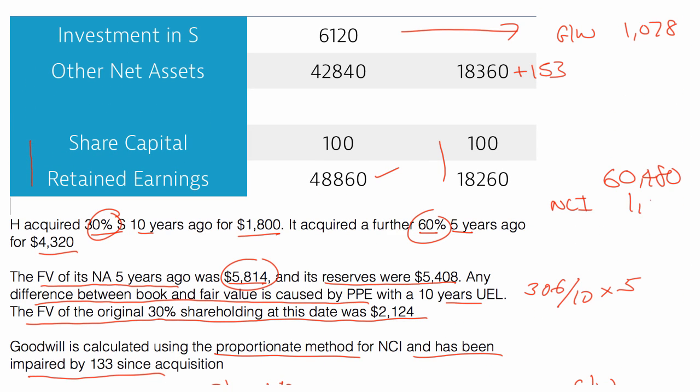So 1851. Share capital is a holding company only. Add across all of your assets and liabilities. So that comes to 61,353, and it should all balance.